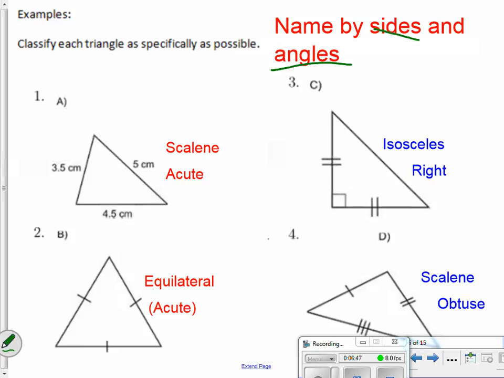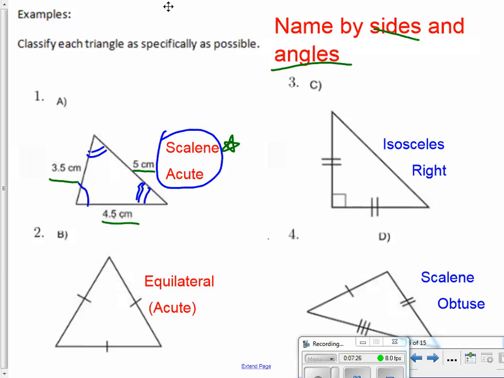So if we look at this first one, we can see that each one of these measures is different. So that's how we got scalene. Now again, it's kind of hard to tell. We don't have any measuring devices, so in this one, we're going to guesstimate. The angles are all going to be different, and they all look less than 90 degrees. So again, this is more of a guesstimation, but we'll say that they're each acute. So this would be called a scalene acute triangle. You have to put both terms on there to describe it.